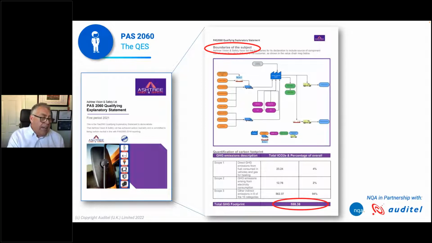And as you'll see here, which is pretty normal to be honest, 94% of the emissions are in scope 3. And I've probably haven't seen it much lower than 85%, but I have seen it as high as 97% of emissions being in scope 3. So that's quite a normal figure.